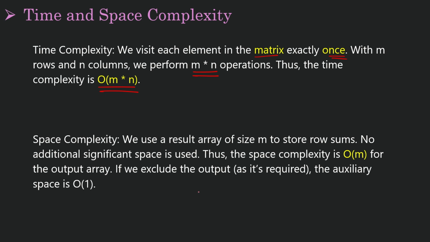Space complexity. We use a result array of size m to store row sums. No additional significant space is used. Thus, the space complexity is O(m) for the output array. If we exclude the output as it's required, the auxiliary space is O(1). This problem is great for practicing basic 2D array traversal. Let's tackle a harder problem next.